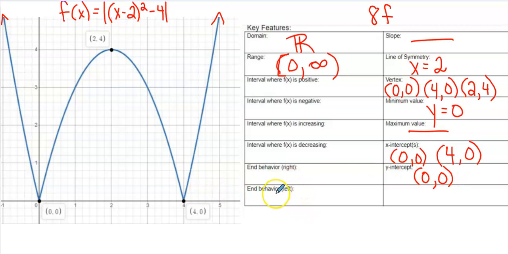Okay, positive and negative, this is fairly simple because the whole thing is positive. So that's going to be our real numbers. And then negative does not exist because there's nothing that's below the x-axis.